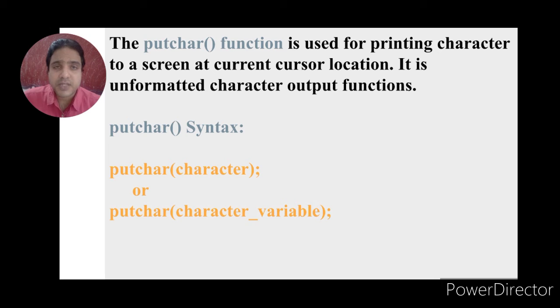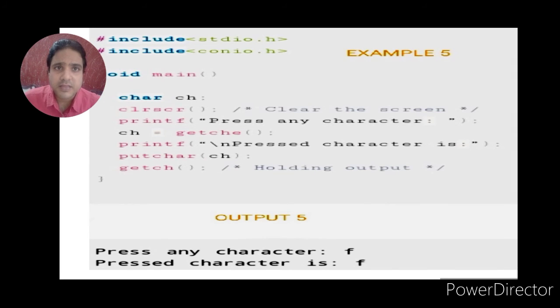Another one is putchar, like getchar. It will also print the character, but it is executed until the enter key is pressed. This is the simple thing like getche. In this case, the character variable receives the value from the getche function, which will be echoed on the screen, and putchar also prints the character. One more thing, if we write a string as the input character, it will print only the first character at that location.